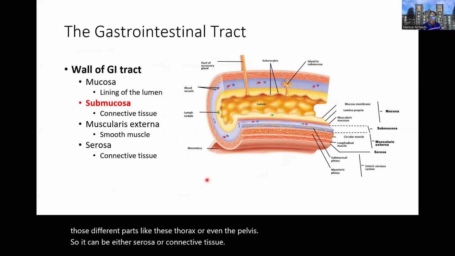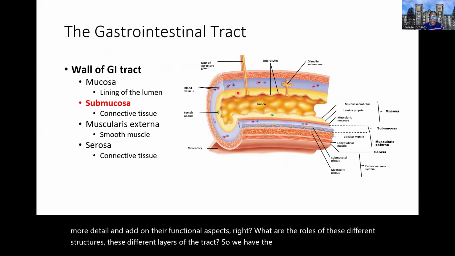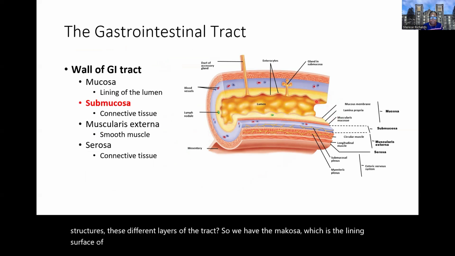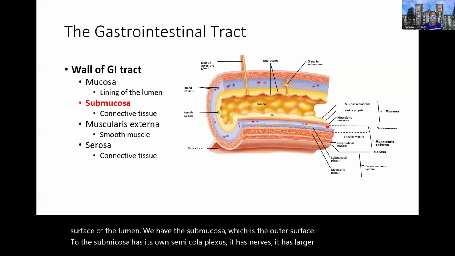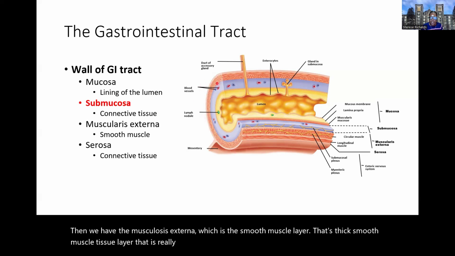All right, let's go on to describe those different components in much more detail, and add on their functional aspects, right? What are the roles of these different structures, these different layers of the tract? So we have the mucosa, which is the lining surface of the lumen. We have the submucosa, which is the outer surface. So the submucosa has its own submucosal plexus, it has nerves, it has larger arteries. Then we have the muscularis externa, this thick, smooth muscle tissue layer that is really important for peristalsis. And then we have the outer serosa.